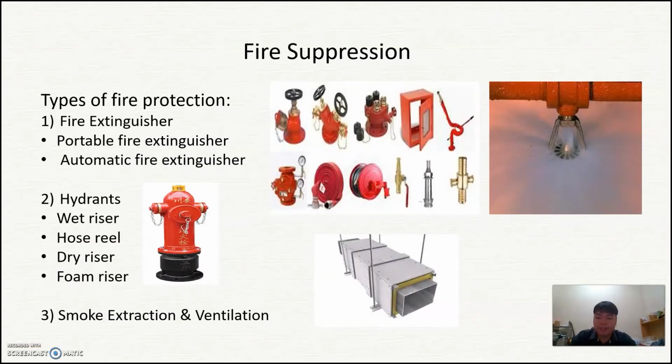Okay, after the alarm system has been triggered, fire suppression comes in. There are some types of fire suppression and fire protection, which are fire extinguishers, hydrants, and smoke extraction and ventilation. The picture shows some types of fire protection, like the hose reels, the sprinklers, and the smoke extraction and ventilation mechanisms.